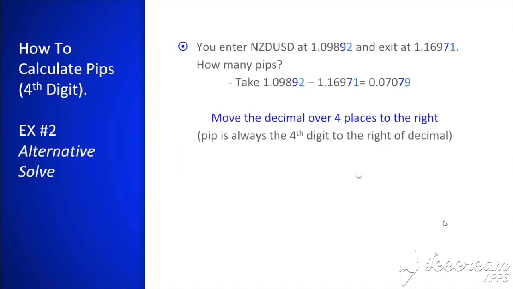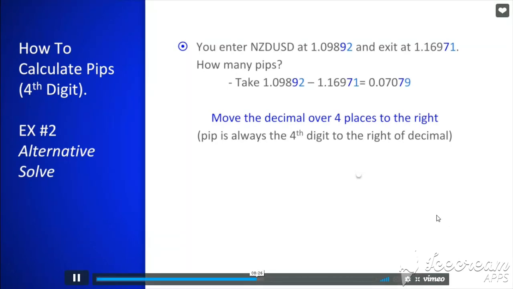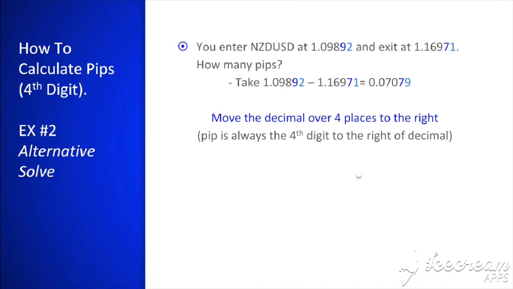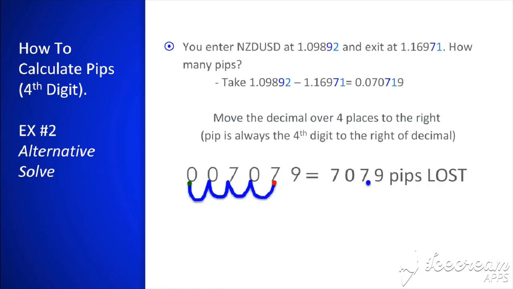And now for my favorite style, like I said, I'm not down with that whole dividing thing. I'm kind of more of a decimal sliding type of girl. What you do is after you subtract those numbers and you get the decimal number, all you got to do is just move the decimal place over to the right. 4 places over to the right. It's just that simple.